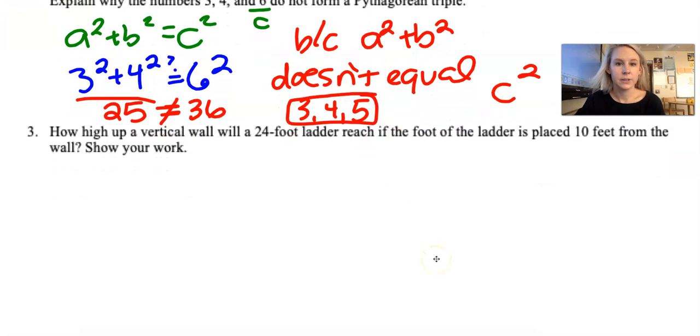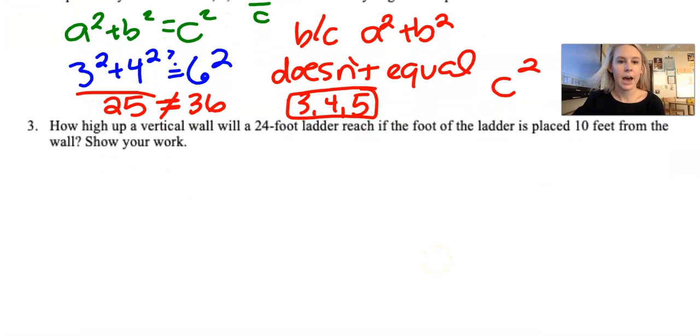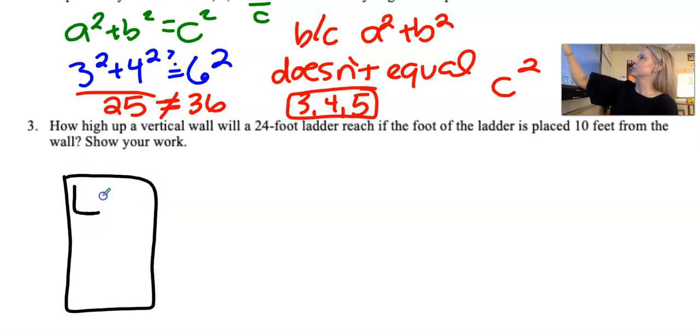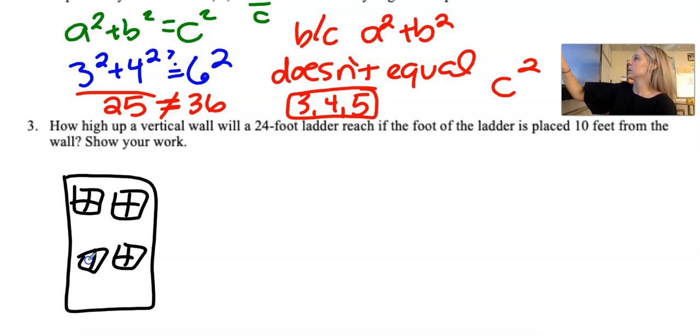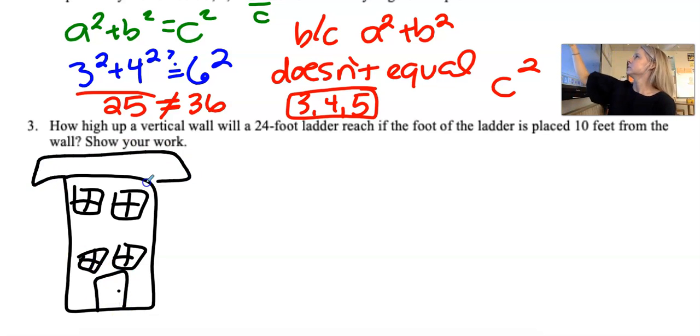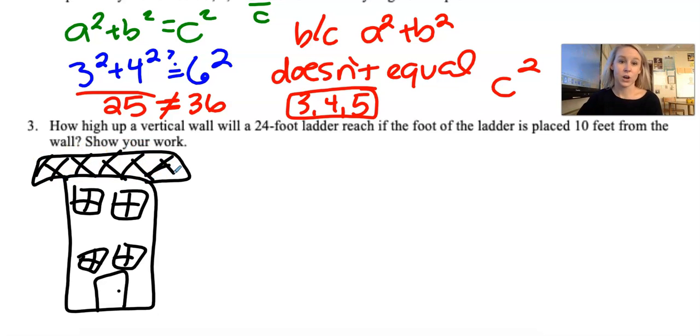All right, number 3. How high up a vertical wall will a 24-foot ladder reach if the foot of the ladder is placed 10 feet from the wall? Let's draw a picture. I'm going to assume this is a house. I'm going to draw a house. It's a terrible looking house. Good thing I'm a math teacher. Okay, let's put a roof on it. Color in the roof. All right, so I have a house, a wall.